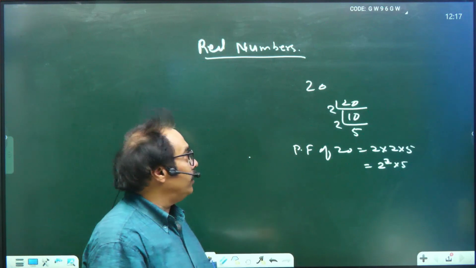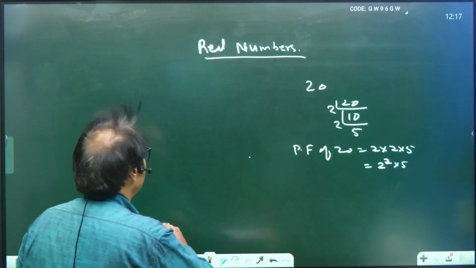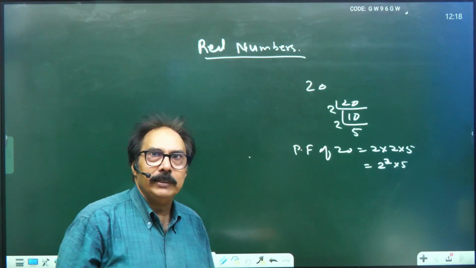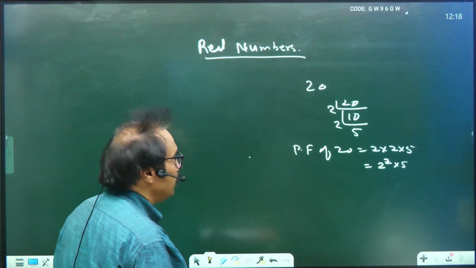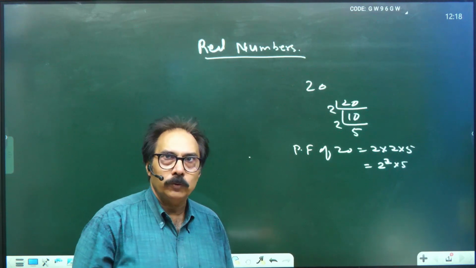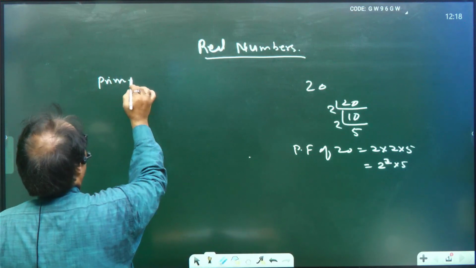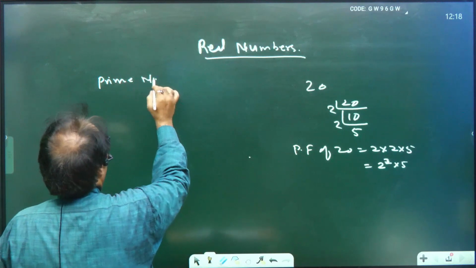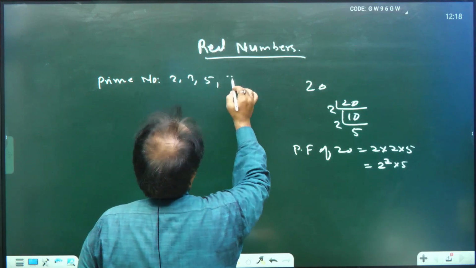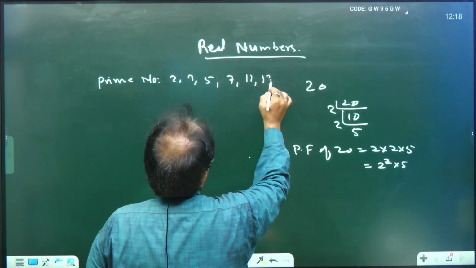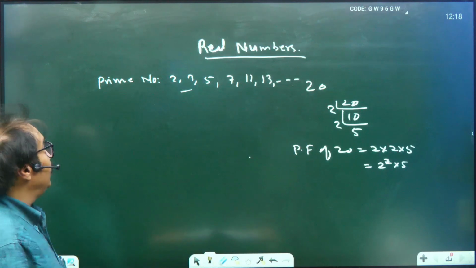The number should be only in prime numbers. What is the meaning of a prime number? A number that cannot be divided by any other number except one and itself. The smallest prime number is 2, right? So 2, 3, 5, 7, 11, 13, all these numbers are prime numbers, right?